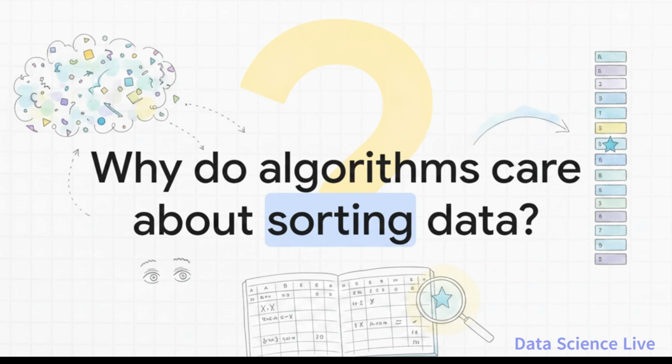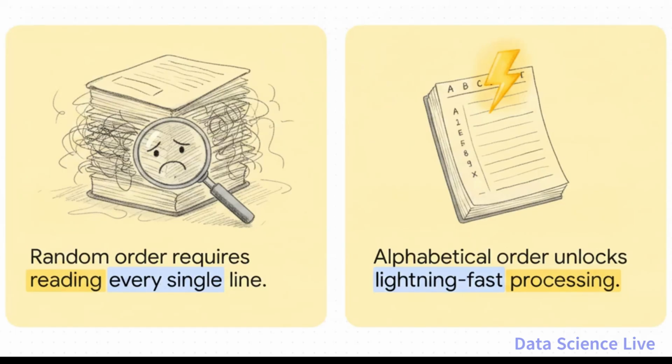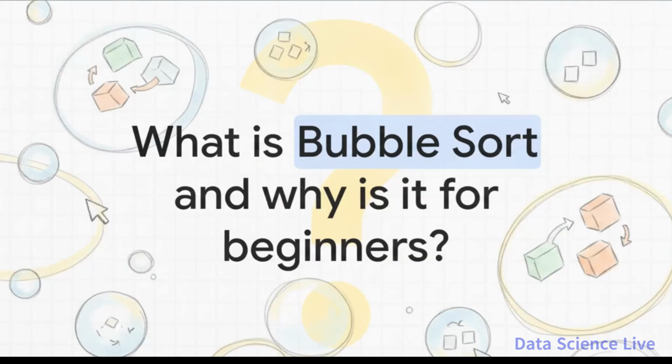When raw data is chaotic, finding a specific piece of information becomes a massive bottleneck for the system. Computers can only compare a few pieces of data at a time. If a phone book were printed in random order, you would have to read every single line just to find one name. But when that data is sorted, whether alphabetically or numerically, it immediately unlocks lightning-fast processing for every step that follows.